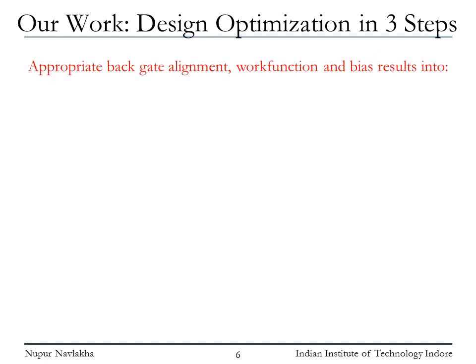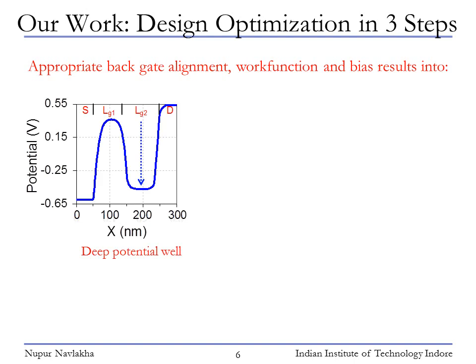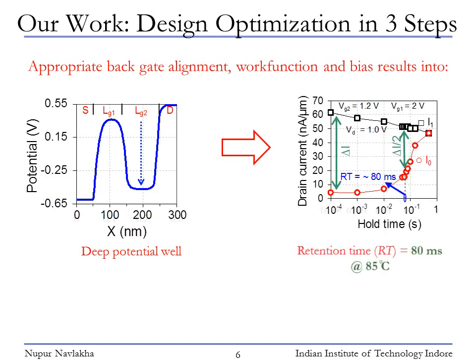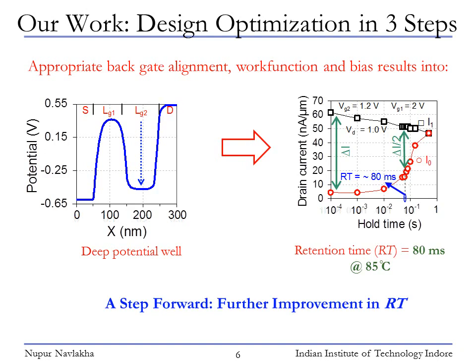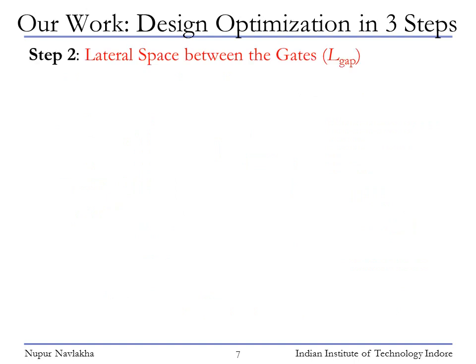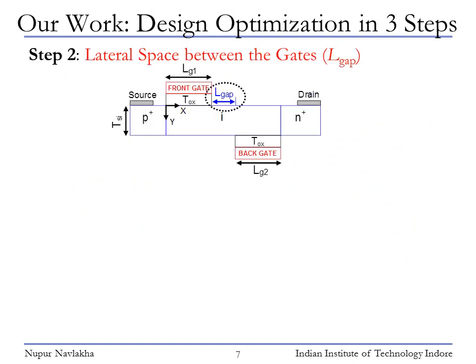Thus, appropriate back gate alignment, work function and bias result in a deep potential well. That increases retention time to 80 milliseconds at 85 degrees Celsius. Now, we progress a step forward to further improve the retention characteristics. Step 2, use of a lateral space, or gap, between the gates.